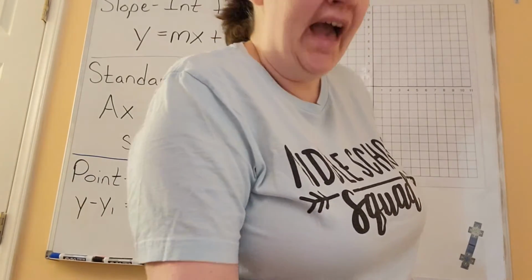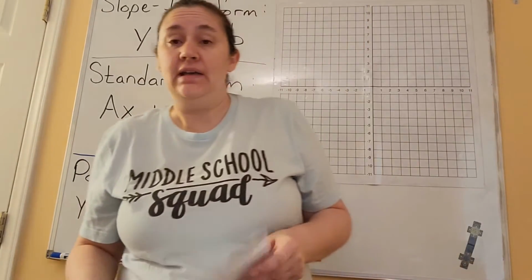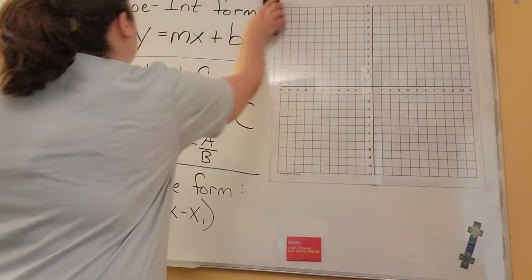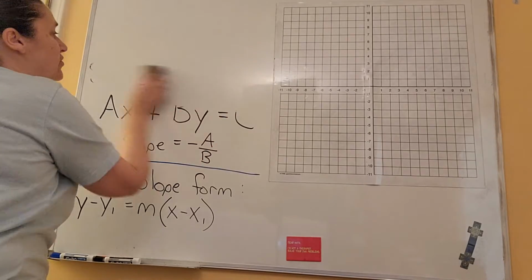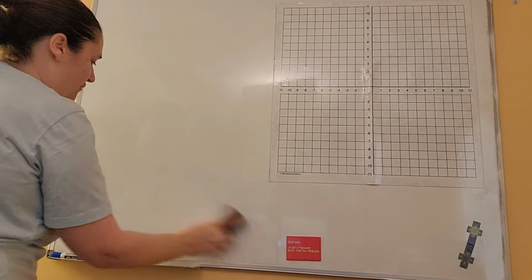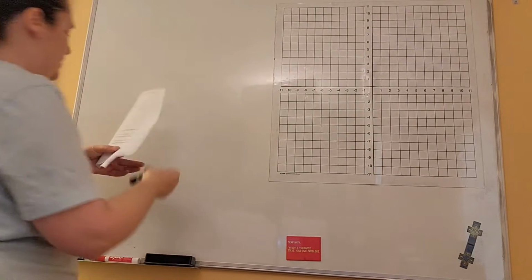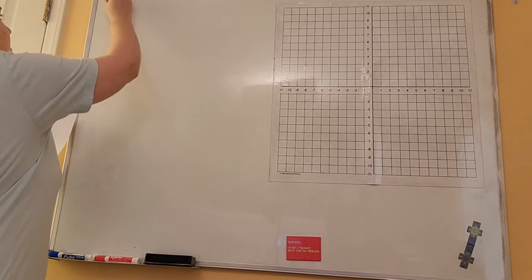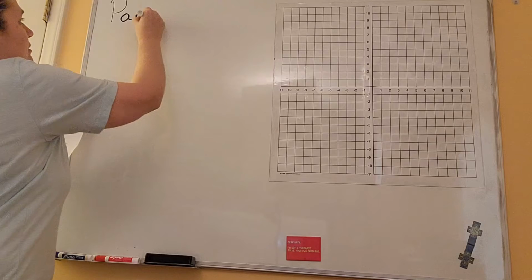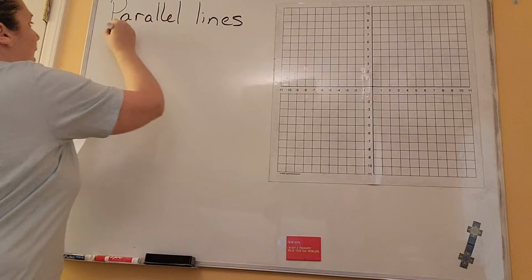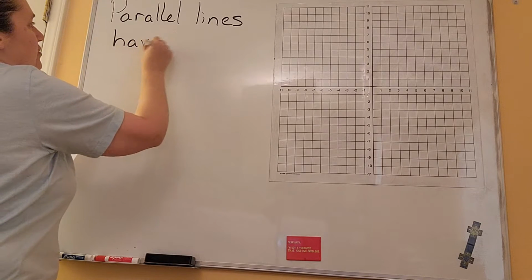Some fun facts that we need to learn today. We're going to start with parallel lines. We need to learn two interesting facts about perpendicular and parallel lines today. The first one is this. Parallel lines have the same slope.